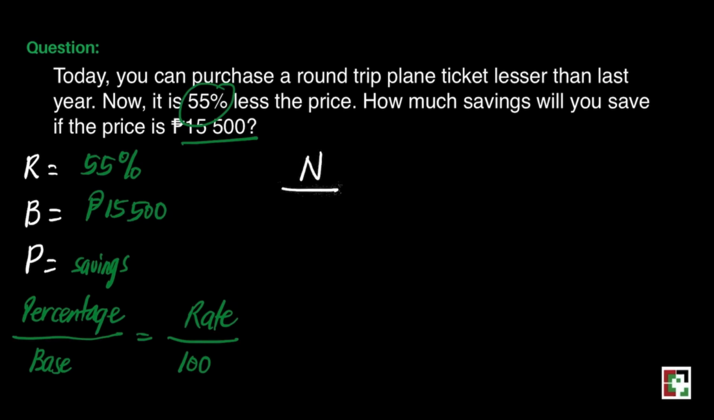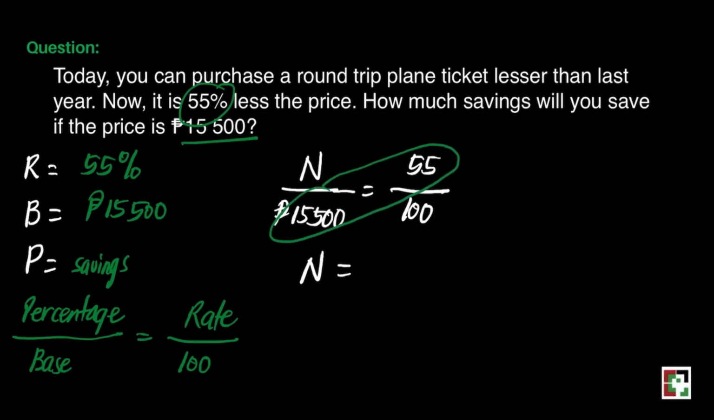That's n over 15,500 is equal to 55 over 100. How to find n? We'll do cross multiplication. That's 15,500 times 55 divided by 100. Just multiply 15,500 and 55, then divided by 100.